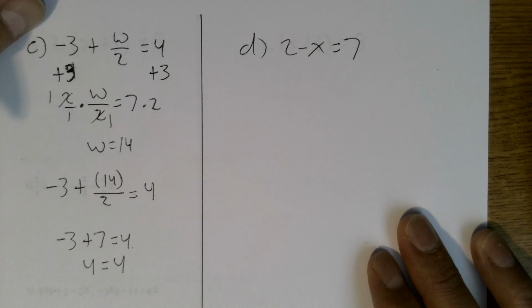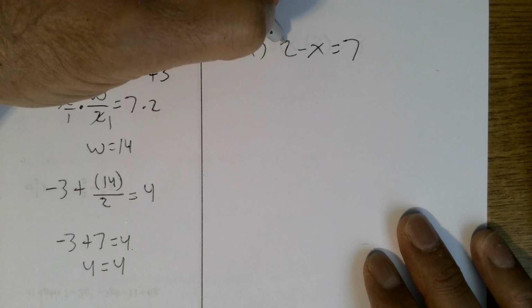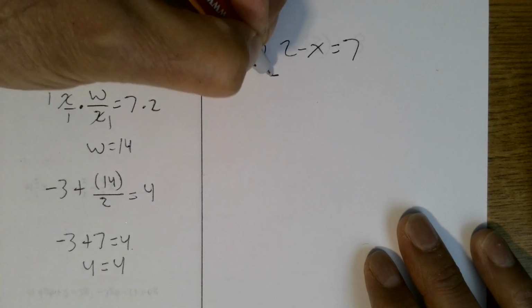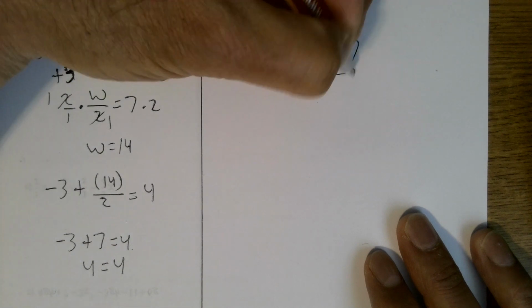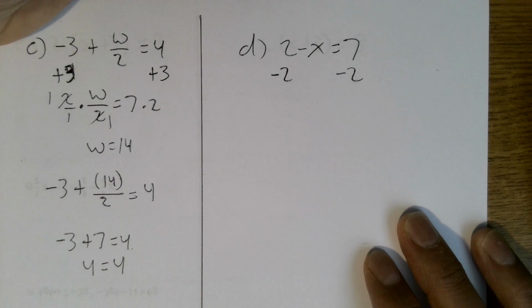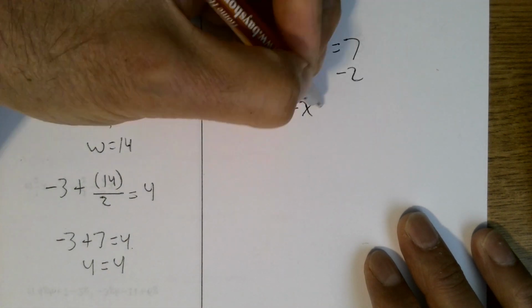Okay, D is a little bit weird. It looks like we've only got one thing to get rid of. We need to get rid of this 2. So I subtract 2 from both sides there, so I end up with 0 minus x. 0 minus x is going to be negative x equals 5.